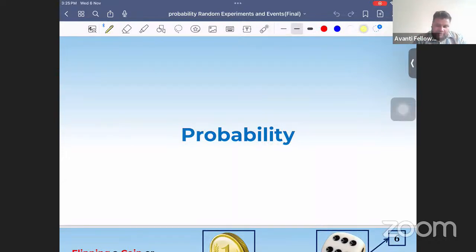Okay, so today we are going to start with the chapter probability.